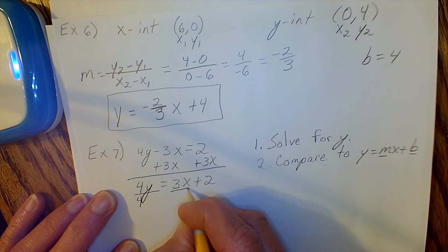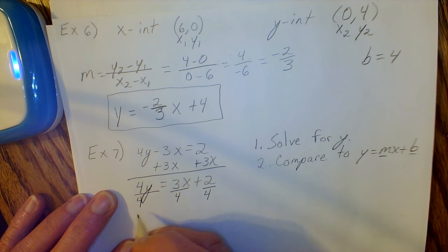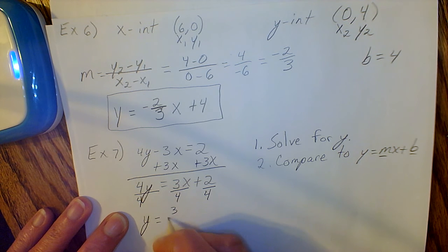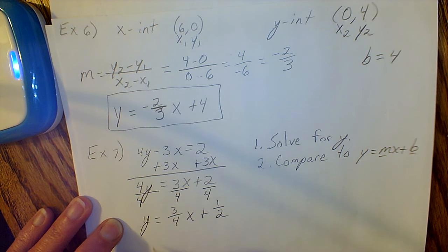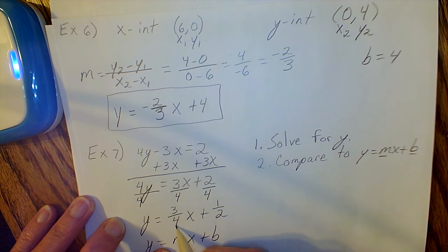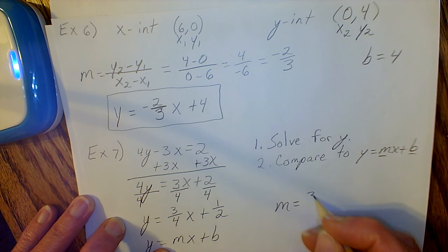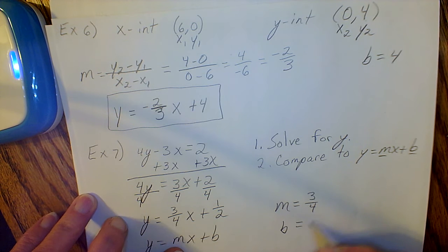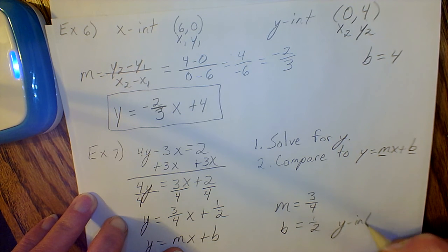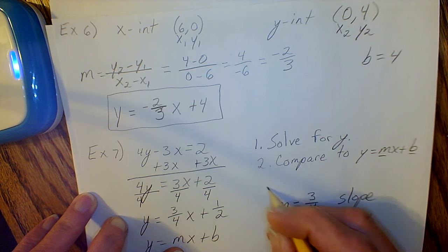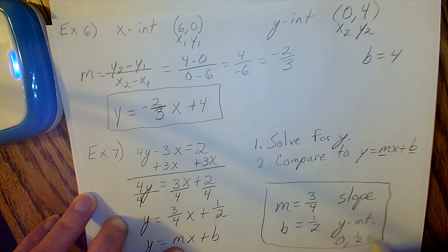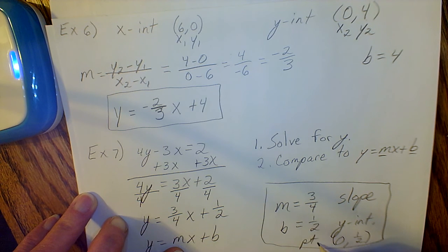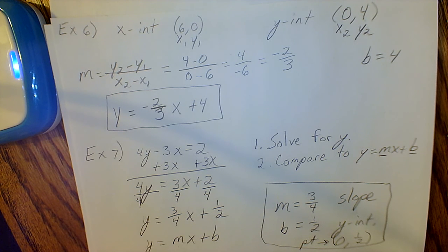Now we'll divide every term in the whole equation by 4, so that we come up with y is equal to 3/4 x plus, and 2 over 4 simplifies down to 1/2. So when we compare that to y equals mx plus b, my m is going to be 3/4, that's my slope, and my b is going to be 1/2, that's my y-intercept. If need be, we could give that y-intercept as the point (0, 1/2). That's the point form of our y-intercept.